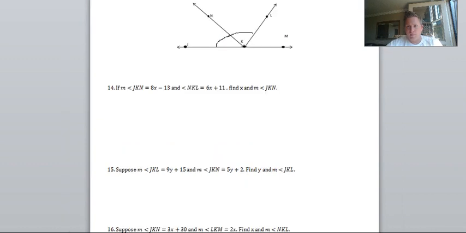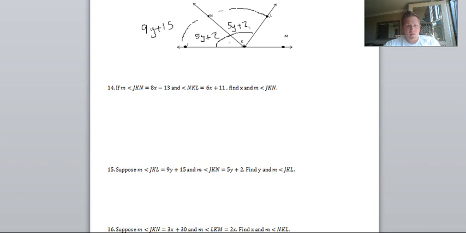Okay. Alright, next one, number 15. Alright, chugging along. It tells me that I still have the same picture. It says JKL, so this full thing that we have right here, is 9y plus 15. And we were told that JKN is 5y plus 2. Okay, and we want to find out what JKL is with angles. Well, remember, these two are the same. Remember, it was bisect. So if that is 5y plus 2, this is 5y plus 2.